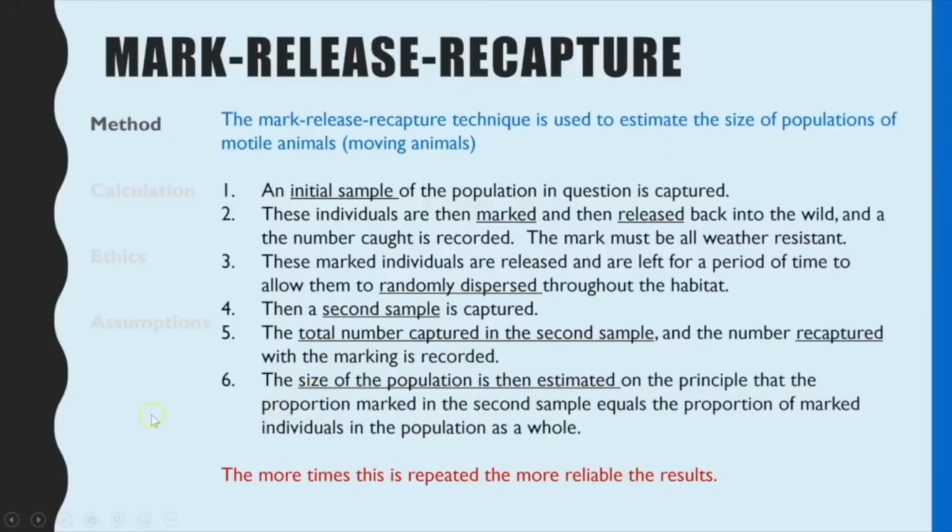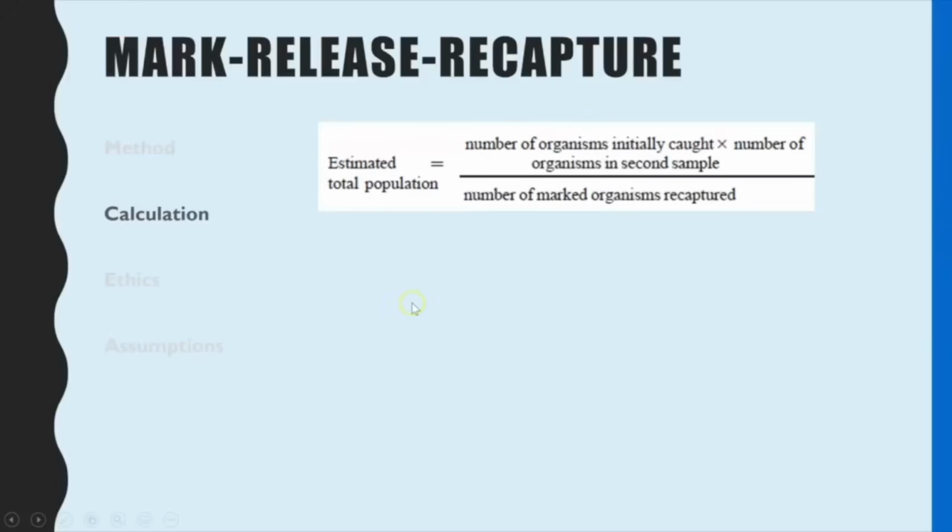So the calculation then, let's have a look at how we'd actually use that data. You do need to know this calculation for AQA, for A-level. They wouldn't provide you with this. And in an exam question where it might be a long answer question and they ask you to describe and explain the method, there would be 1 mark just for stating this equation. So to calculate your population estimate, this is how we then use all the values we collected. The number of organisms that you initially caught, multiplied by the number of organisms in the second sample that you caught, divided by the number of marked organisms recaptured.